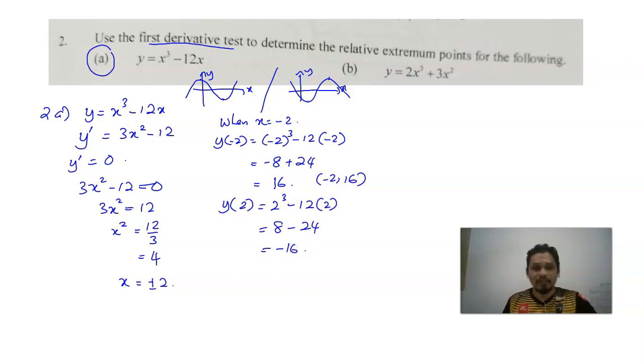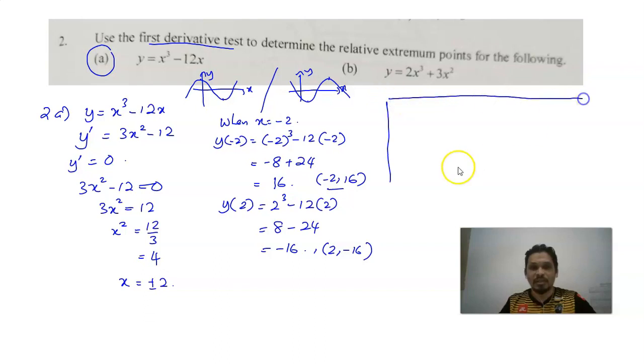Okay, now actually to plot the coordinates, we can substitute x equal to negative 2 and 2 into the function y or f(x). We determine the coordinate, which is 2 and negative 16. So now, from the first derivative test, let's use the table here.